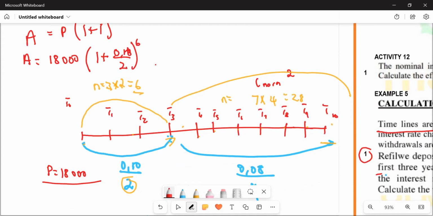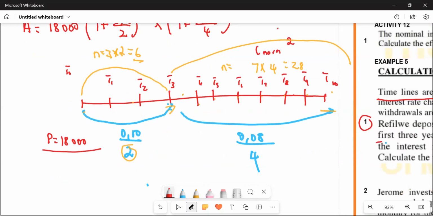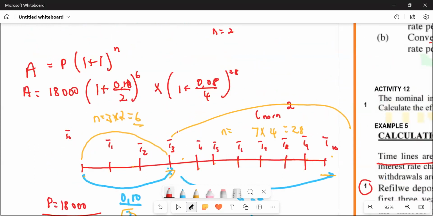And then from here we can always say multiplied by the last 7 years. What is going to be the interest for the last 7 years? It's 1 plus 0.08 divided by 4, to the power of 28.